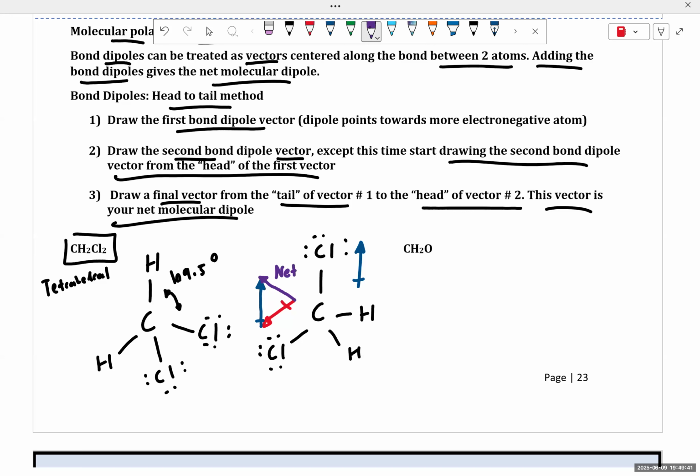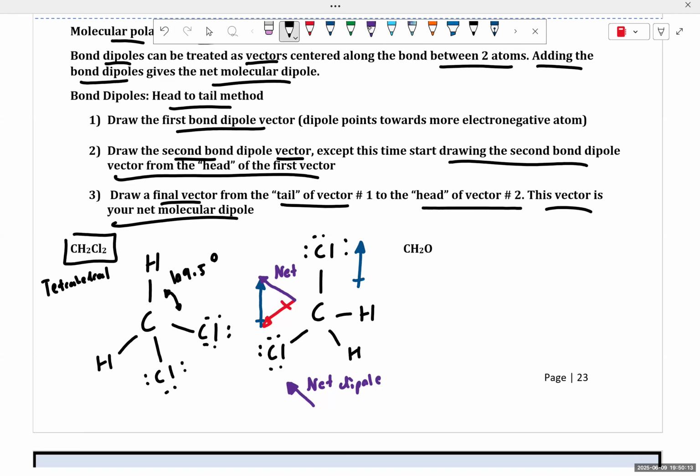So what this is telling us is that overall, the molecule does have a net molecular dipole, and it's pointing in between the 2 carbon-chlorine bonds. Electron density is being pulled towards our chlorine atoms. And overall, there's more electron density on the side of our molecule containing the chlorine atoms.